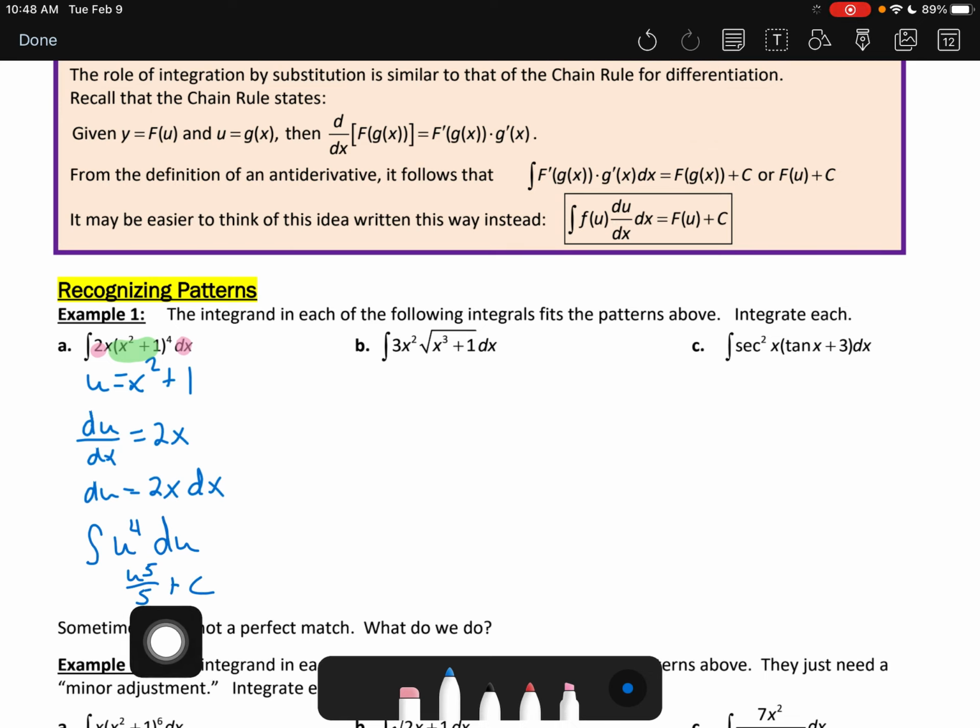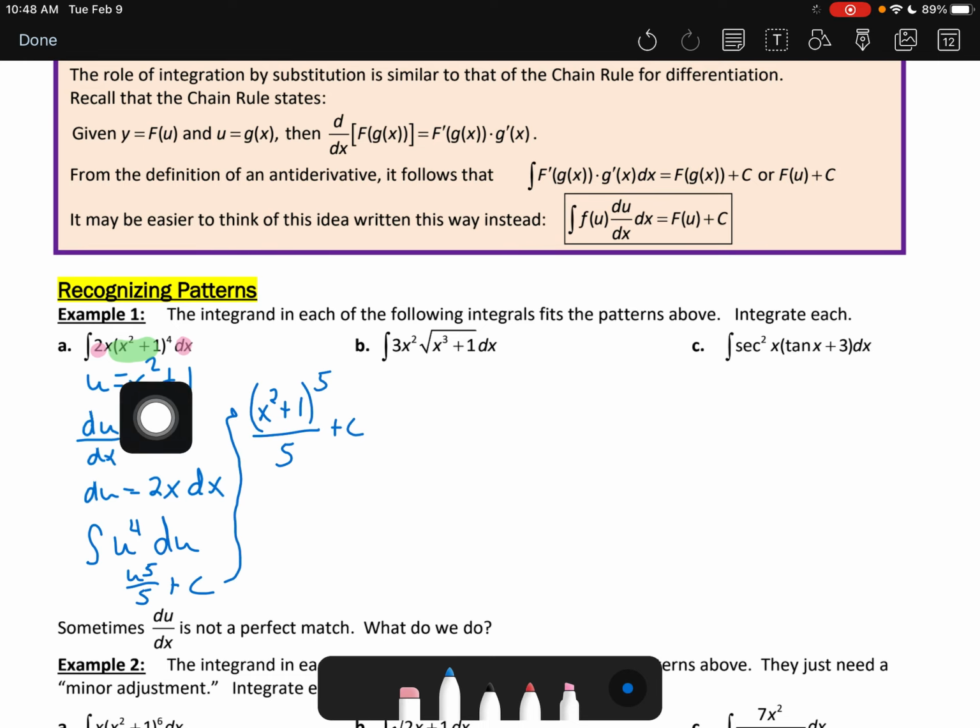That is my antiderivative in terms of u, but now I want to substitute back in for the u. The u is x squared plus 1, so I want to put that back in there. My final solution to this one would be x squared plus 1 to the fifth all over 5, or 1/5 times that, and then a plus c afterwards. Okay, so we're going to practice more. I know that maybe seems confusing seeing it for the first time, but when we do a couple more of these, you'll hopefully pick up on this pattern.